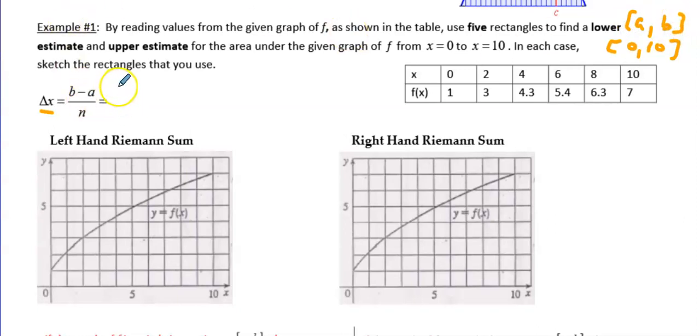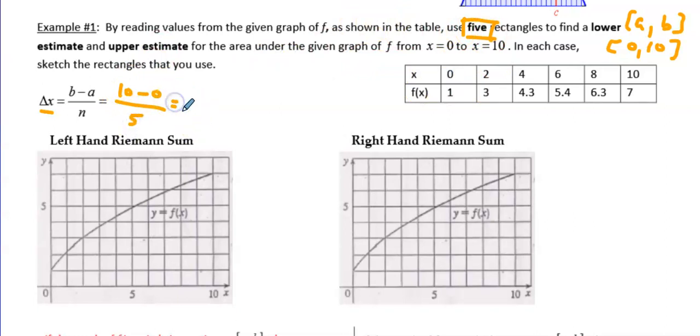So this is going to be 10 minus 0. The b obviously is the end point of our interval, and this is the starting point of our interval. And then n is going to be the number of rectangles, and they're going to give that to you. So we're going to have 5 rectangles.